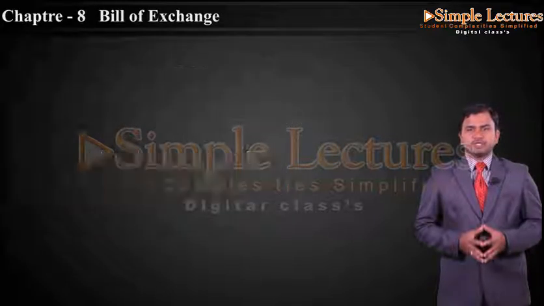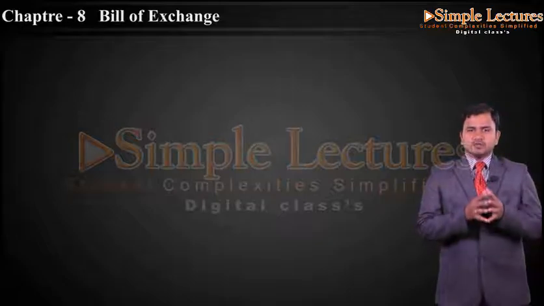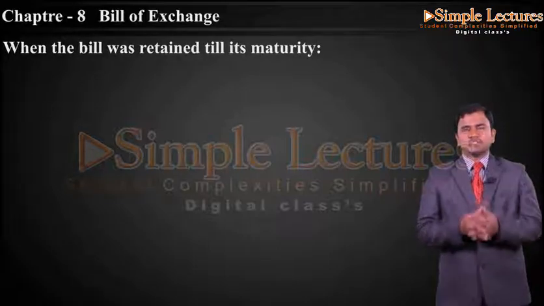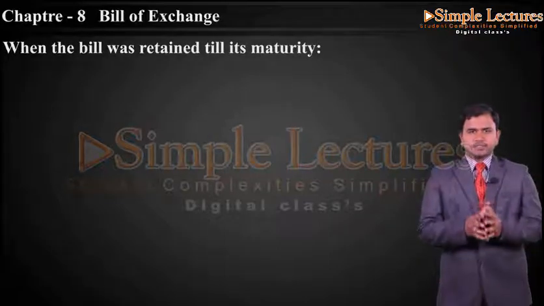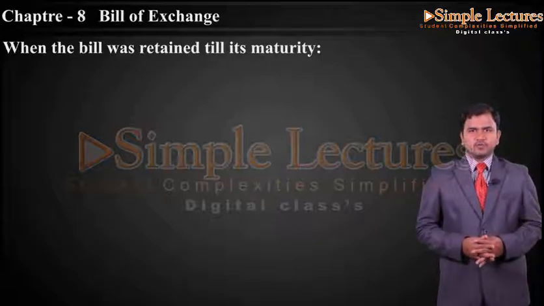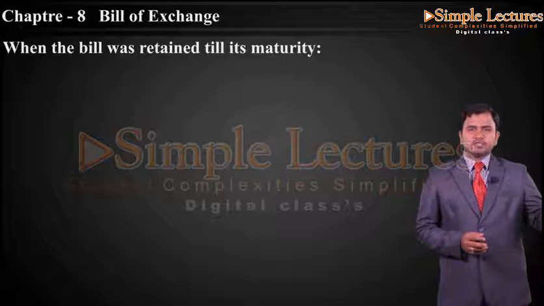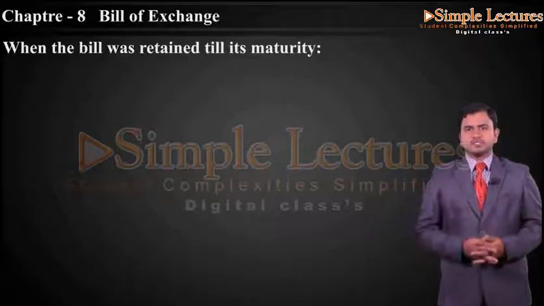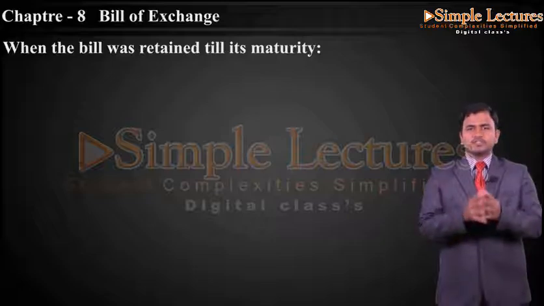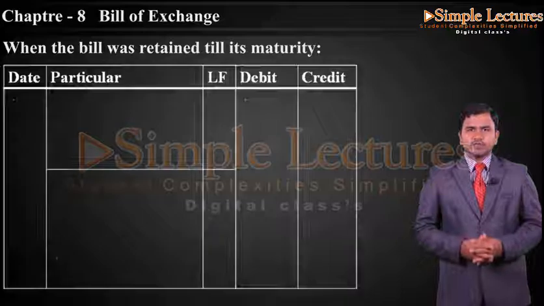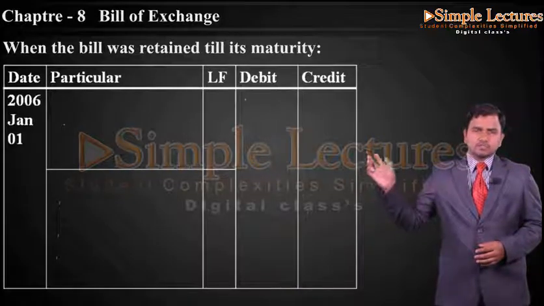So coming to case 1, he has prepared a bill and retained the bill with him, and the amount was directly collected from Sumit. So here we have two parties. Amit is the person who is going to sell the goods and Sumit is the person who is purchasing the goods. So here the first entry will be for the sales, which is on credit. The date will be Jan 1st 2006.